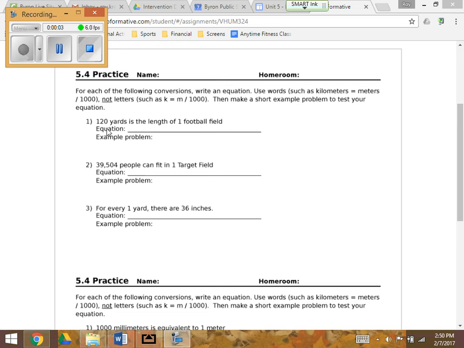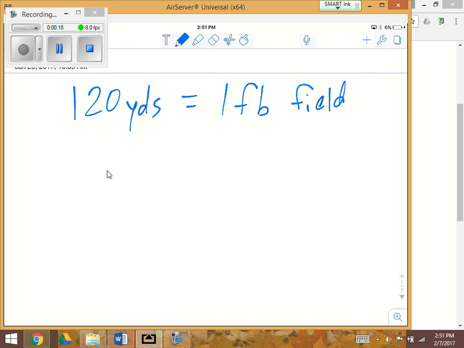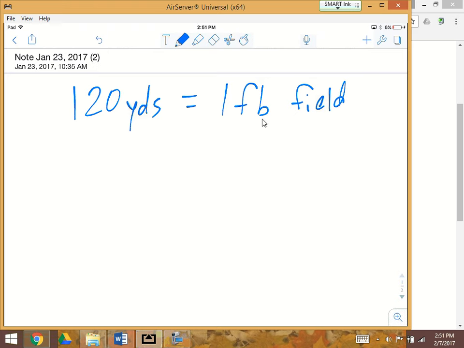So for number one, it says 120 yards is the length of one football field. I like to write a little note down: 120 yards is basically equal to one football field. That's not an equation, that's just our statement. 120 yards equals one football field.